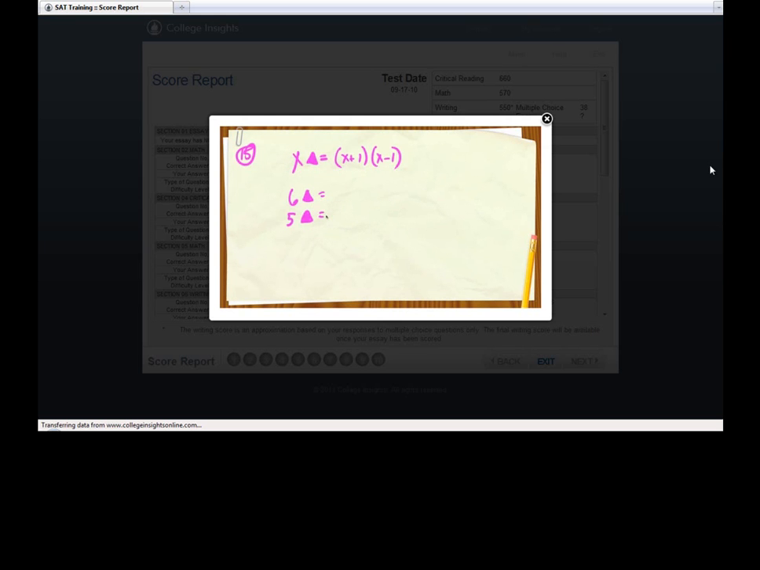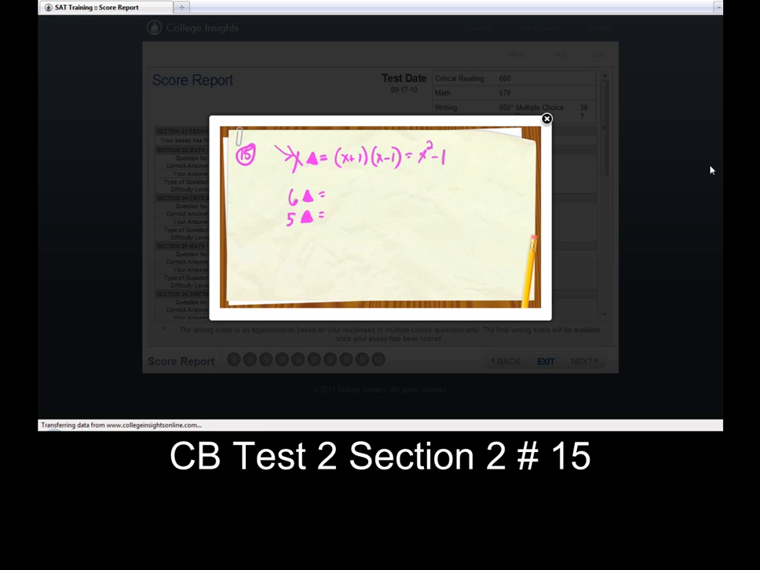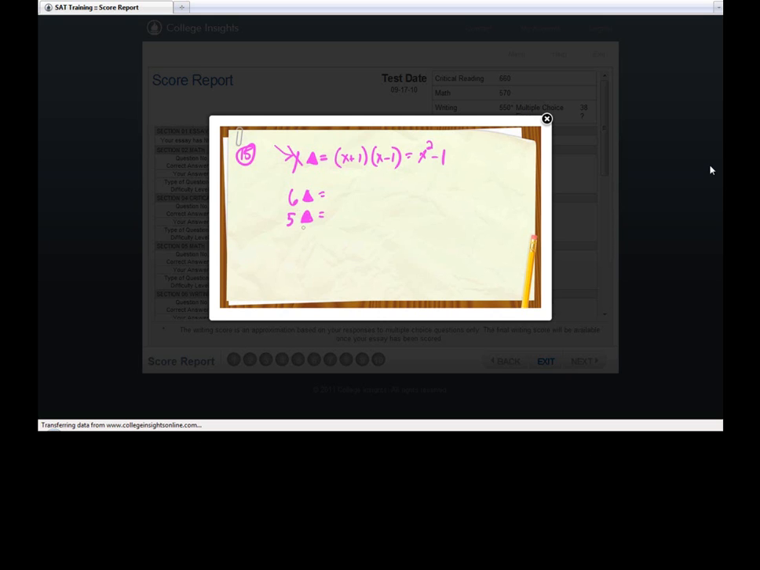This is one of those weird functions where we're basically following directions. So this is telling us that anytime we have a number with a darkened triangle next to it, it's going to be the number plus 1 times the number minus 1. And so we need to find out 6 triangle minus 5 triangle. And so this becomes x squared minus 1. So 6 squared is 36 minus 1 would be 35. And 5 triangle is going to be 25 minus 1, and that's 24. So 35 minus 24 gives us 11.